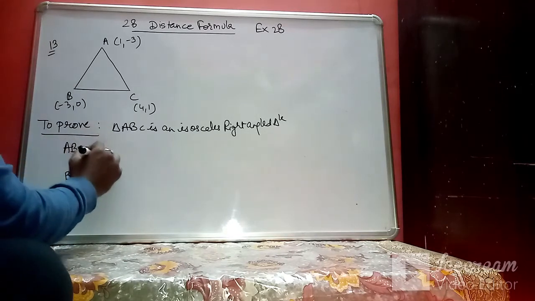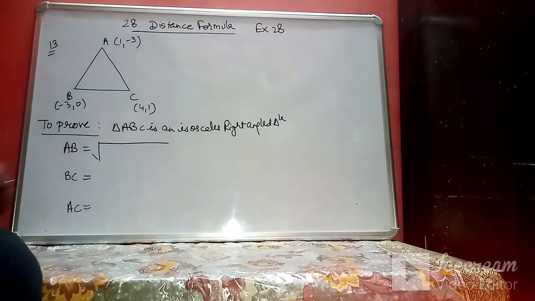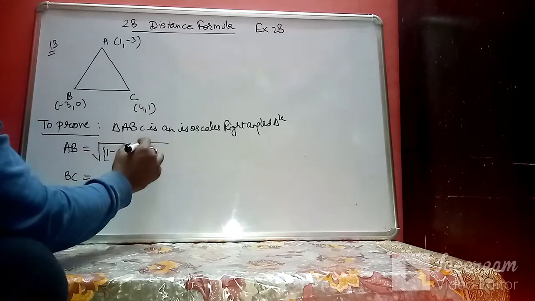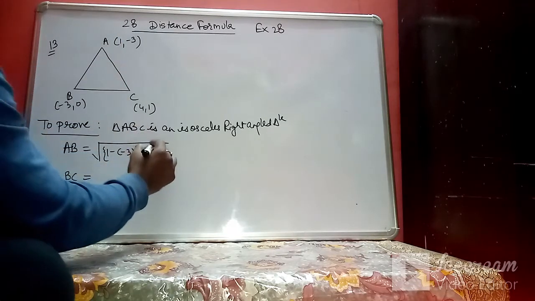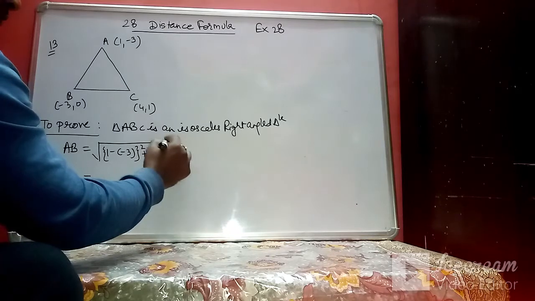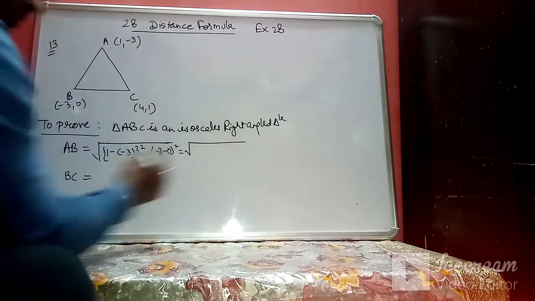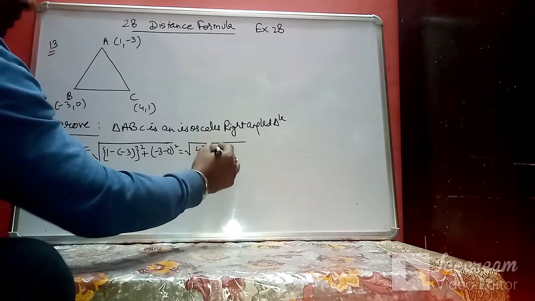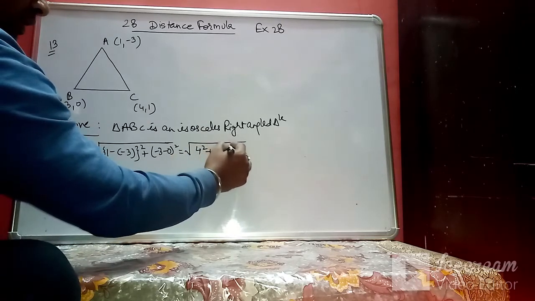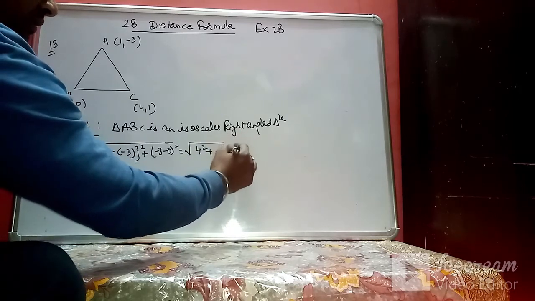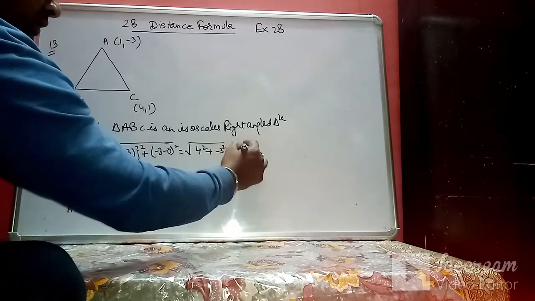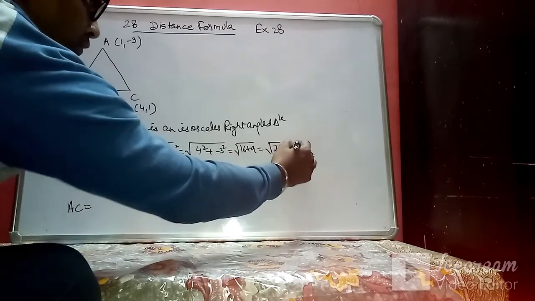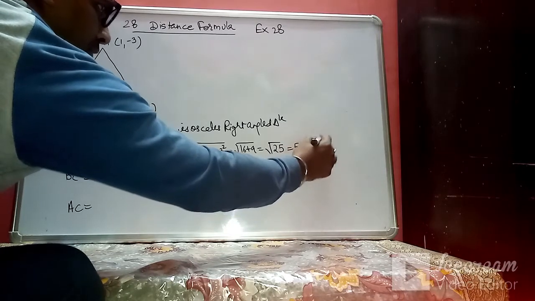So first of all, let's calculate AB by the distance formula. That is 1 minus minus 3 whole square plus minus 3 minus 0 whole square. So how much will it be? 1 minus minus 3 is 4, plus minus 3 square. That is 16 plus 9, that is root 25. And what is root 25? 5 units.